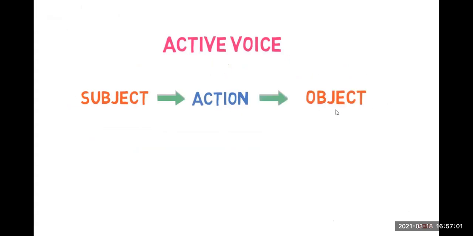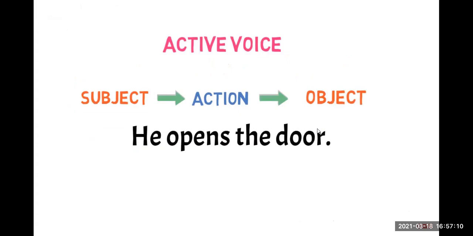Let's see some examples. Here we have the active voice, that is the normal sentence. We have a subject, and the subject is the one who does the action, and the object is the one who receives the action, right? So this is the normal sentence, and we focus our attention on the subject. For example, he opens the door. Here we have the subject, he, the action, opens, and the door is the object. So this is a normal sentence.